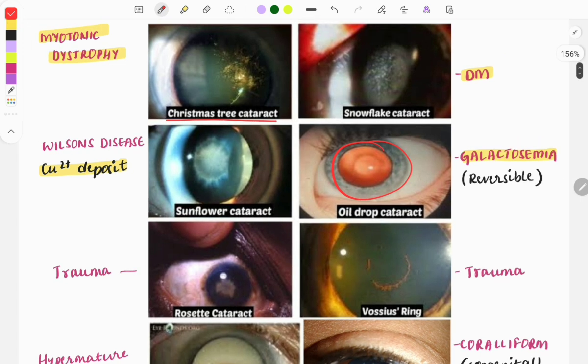Then if they are describing the galactosemia, they can give a long description that a patient is not having food or he is vomiting. Then there is failure to thrive in a child. And along with that, somewhere in the question, they will mention oil drop cataract. So when you see this oil drop cataract, you should be sure that it is galactosemia.